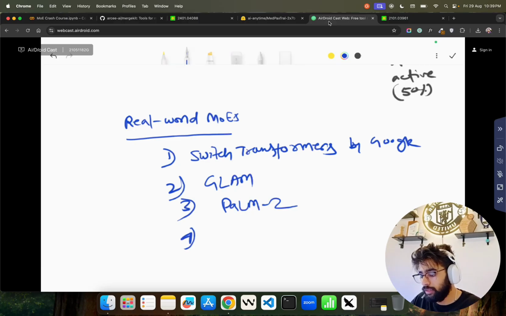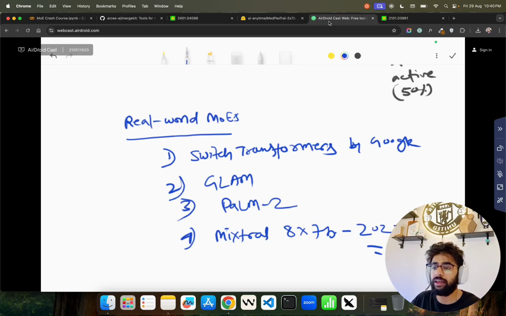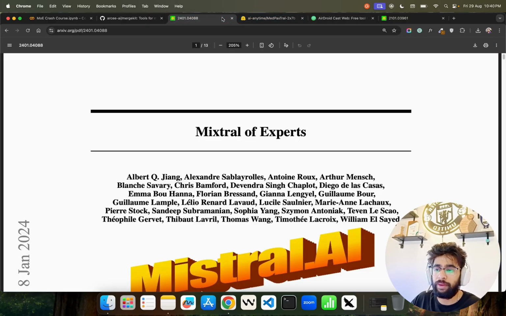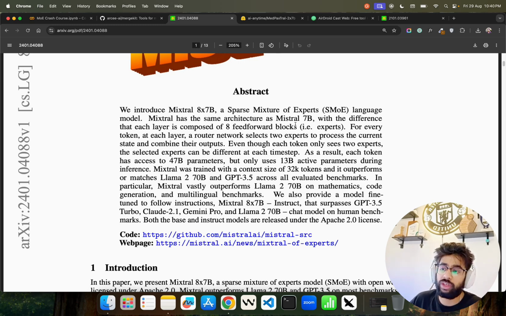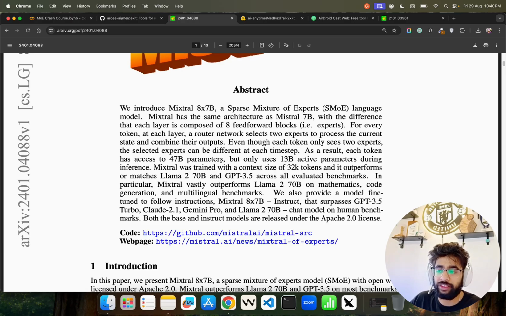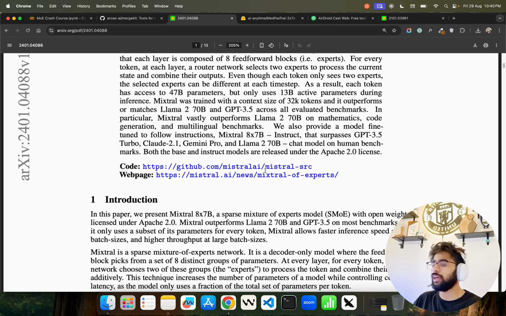It's again by Google. And the latest one, which got really good hype, of course, is Mixtral 8x7B, which came in 2023, 2 years back. So this is the model actually, Mixtral of Experts. This is the paper. You must read this paper if you want to understand about MOEs, guys. Okay, you can see Mixtral 8x7B based on MOEs, same architecture, blah blah blah. As a result, each token has access to 47 billion parameters. So you can find it out here. So that is amazing. Now they have code also available and the web page is also available.